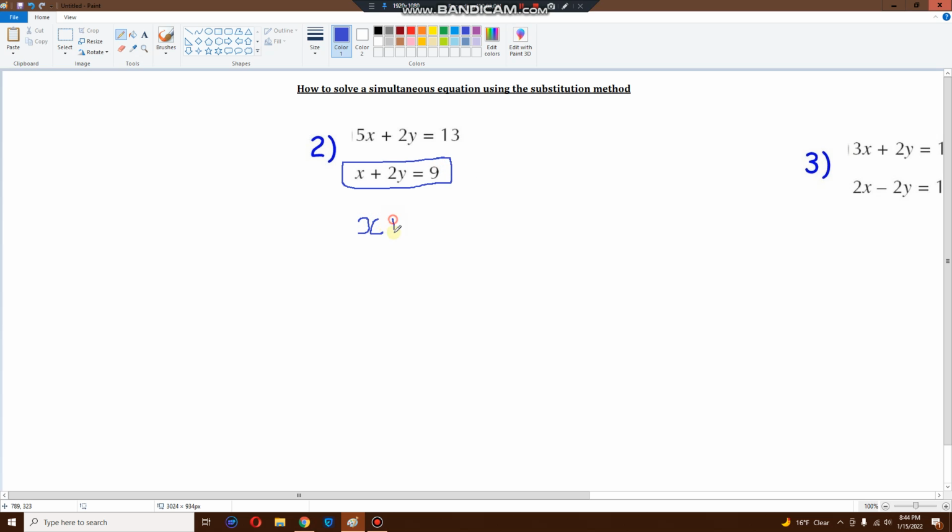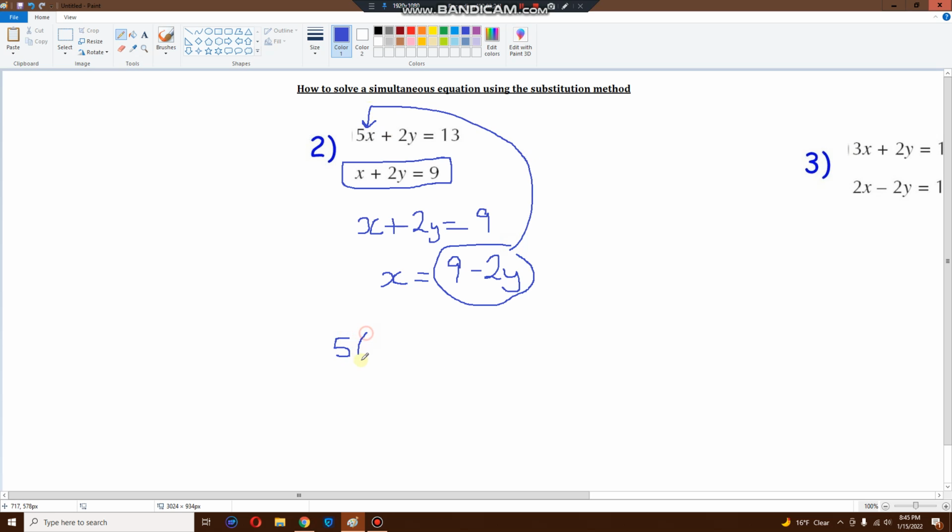So x plus 2y is equal to 9. I would like x on the left side, everything else on the right side. So 9 minus 2y. Okay, there we go. I solved in terms of x. I know what x is equal to. Now I'll take this and I'll substitute it in this equation right over here. So let's do it. So we have 5 times 9 minus 2y plus 2y is equal to 13.